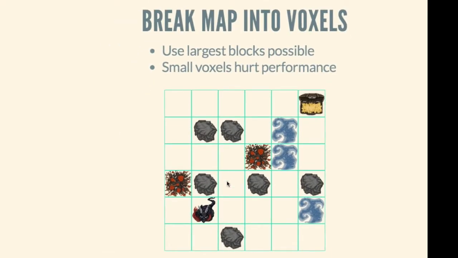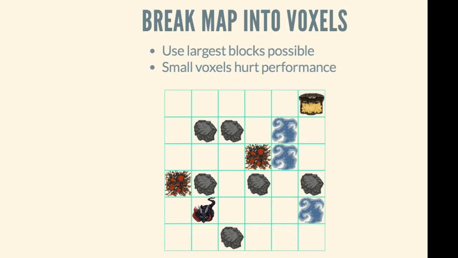So the first thing you need to do with A star is take a map and break it into what they usually call voxels, which is a really fancy word for pretty much squares. So you break everything down into a grid, and you go through and label all the boxes, which we'll look at in a second. Jumping ahead, sorry. It's earlier for me still.